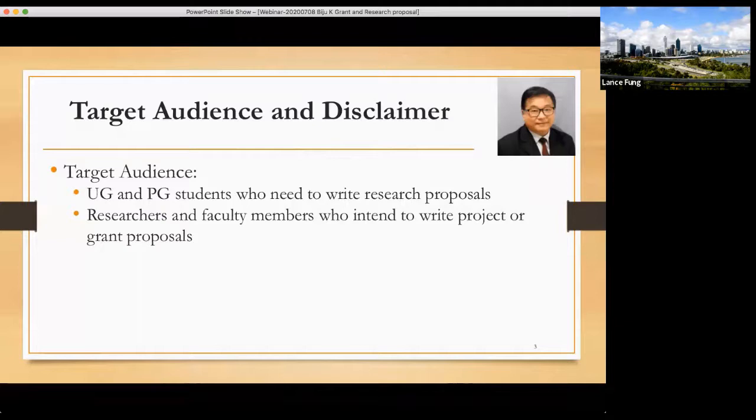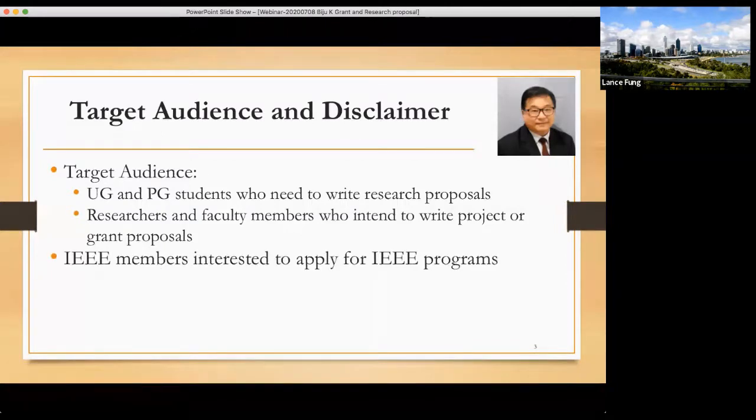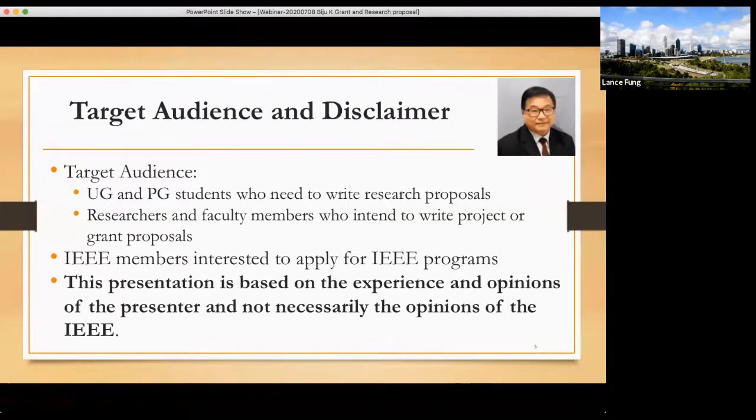Also, I will point out that you can download some of those past application forms which have been successful. There might be some IEEE members interested in applying for IEEE programs. Looking at the time, I did not really cover the other grants available, but I will mention them briefly. Again, I have to make a disclaimer that the presentation is based on the experience and opinions of myself and not entirely the opinions of IEEE.